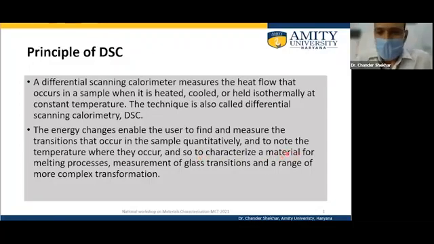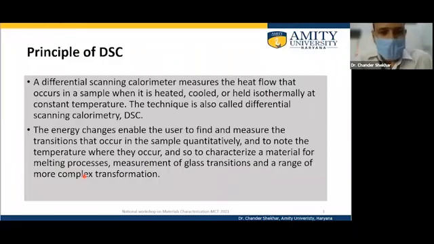We can know the temperature where these transitions are occurring, and those particular transitions characterize the behavior of the material, including but not limited to melting in, say, crystalline materials, inorganic materials, and in amorphous materials, the glass transition temperature, and various other more complex transitions that we will look at in the slides to come.